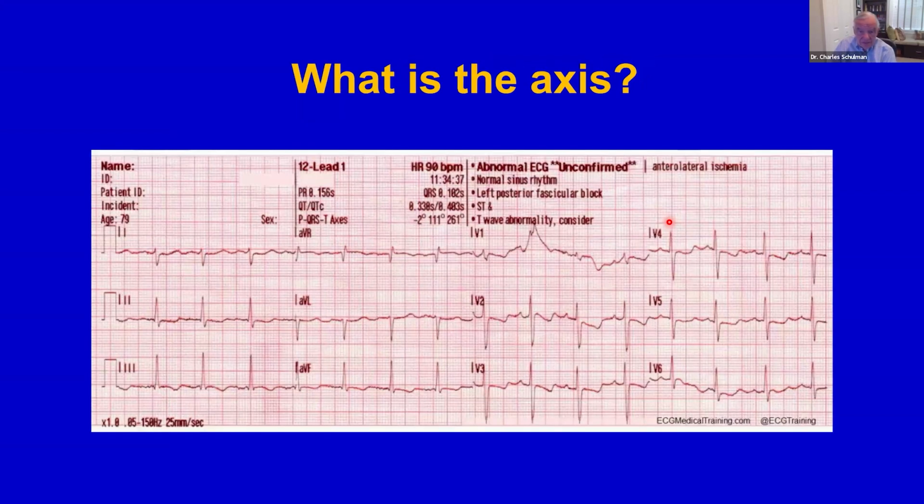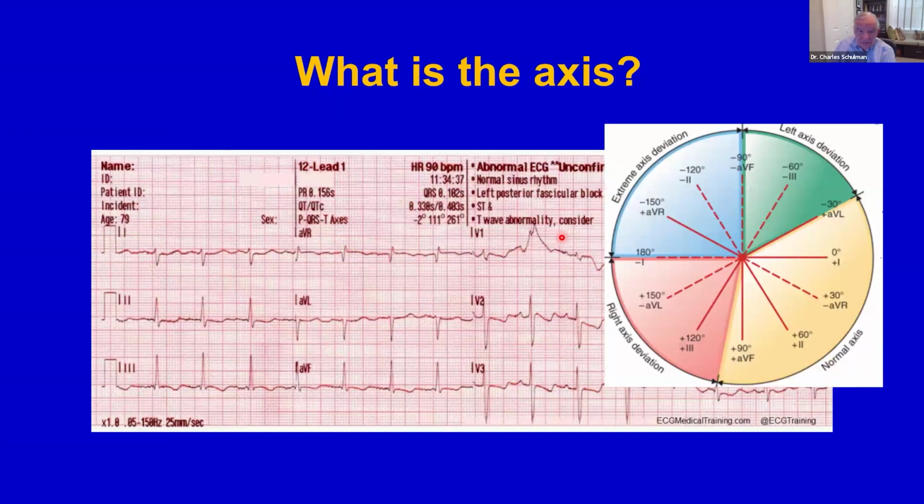Here's another one. What's the axis here? Well, it's negative in one, which puts it over here somewhere, and positive in AVF puts it down here, meaning there's right axis deviation.